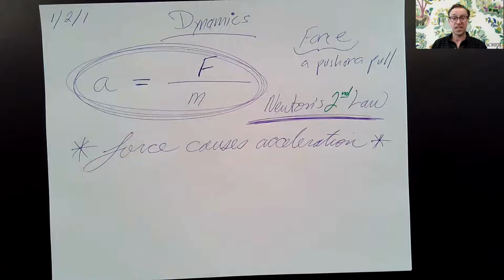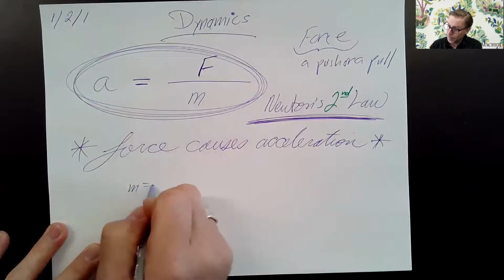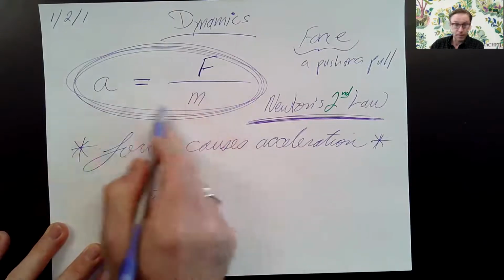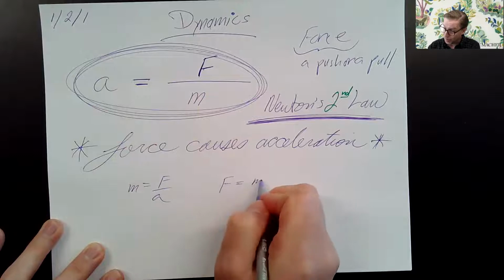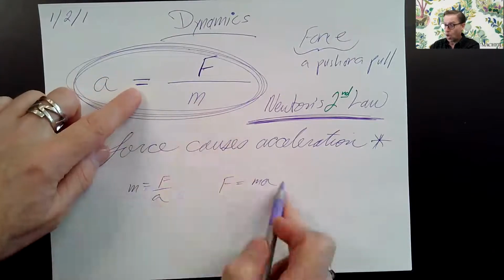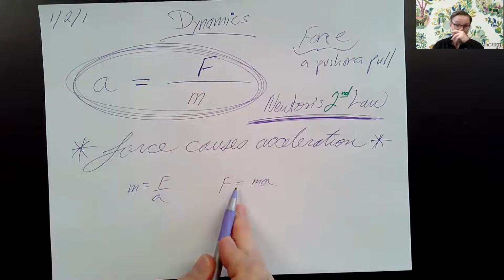The other thing that's a little weird about this is, we've got a fraction and some people are uncomfortable with fractions. So could I rearrange this? Could I write m equals F over A? Same thing. Could I write F equals MA? All of these are the same thing. This one has A by itself. This one has M by itself. This one has F by itself.